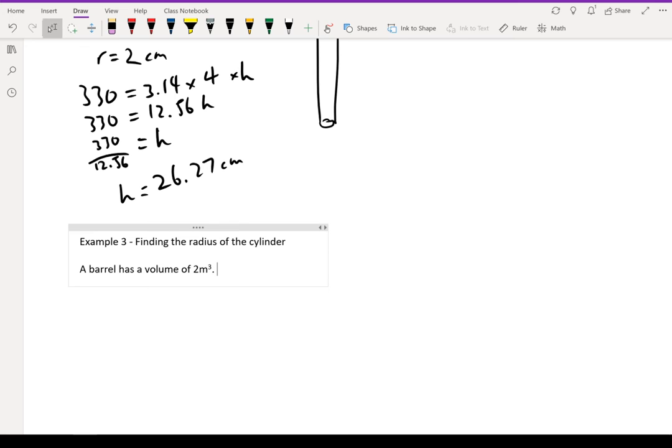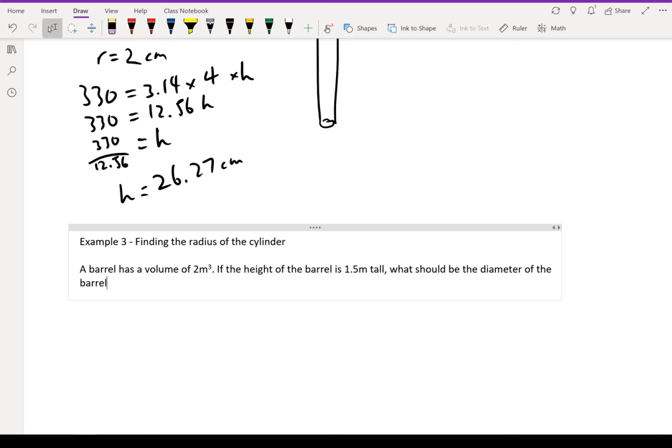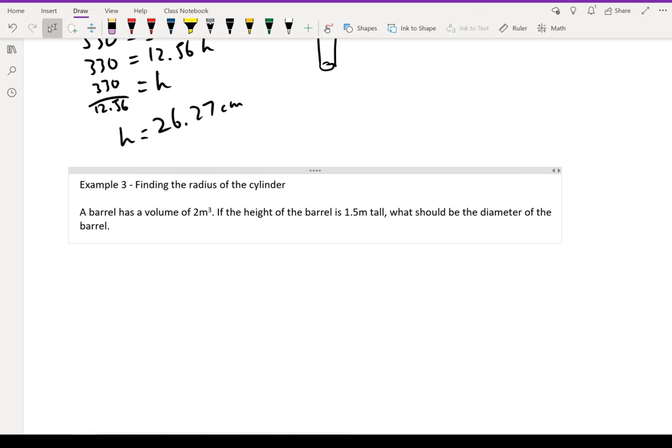And so if the height of the barrel is 1.5 meters tall, what should be the diameter of the barrel? Now remember, most of these questions I'm asking the diameter, which means we're going to have to convert from diameter to radius all the time. So the barrel has a volume of 2 cubic meters, and the height of the barrel is 1.5 meters tall. What should be the diameter of the barrel?